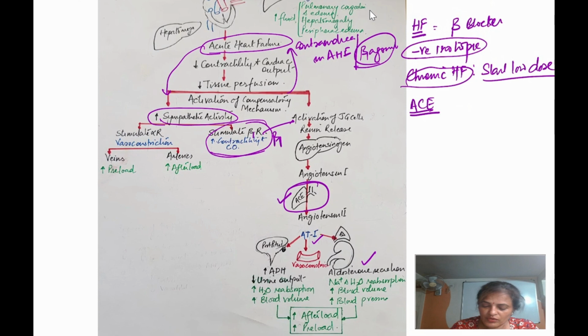Sorry, what was left above: in beta blockers, what all drugs can you give? Cardioselective ones: you can give metoprolol, nebivolol, then one non-selective like carvedilol. This is a non-selective beta blocker, and it also has an alpha component. So these are the beta blockers we can use in chronic heart failure.